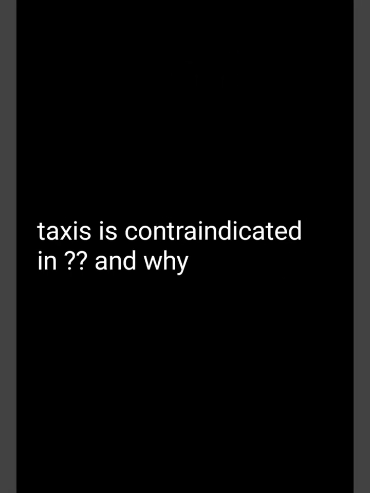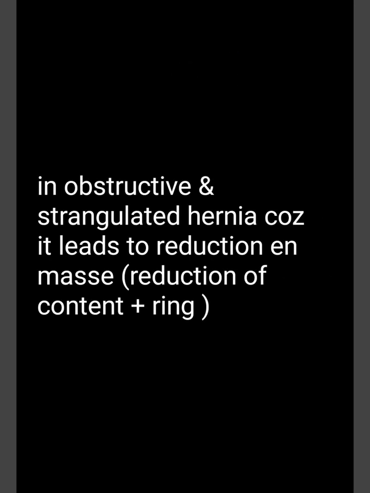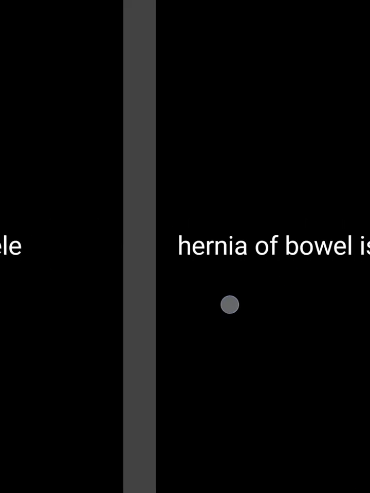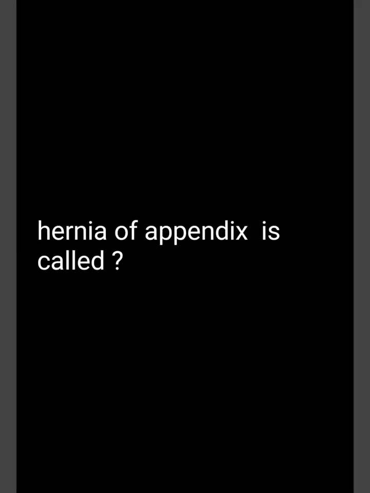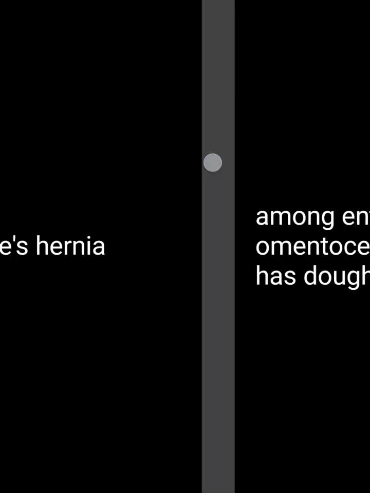Taxis is contraindicated in which hernias, and why? In obstructive and strangulated hernia, because it leads to reduction en masse, which is reduction of the content plus the ring. Hernia of omentum is called omentocele. Hernia of bowel is called enterocele. Hernia of appendix is called Amyand's hernia. Hernia of Meckel's diverticulum is called Littre's hernia.